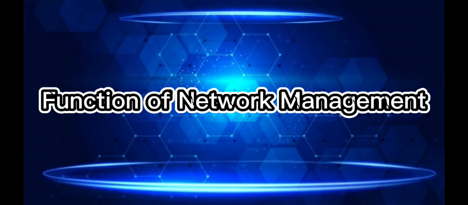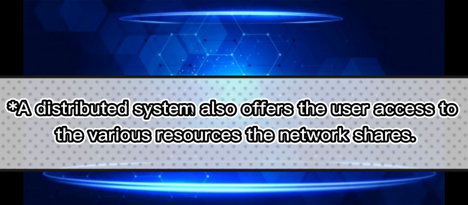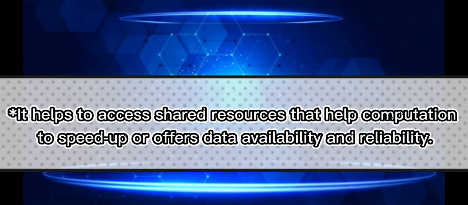Functions of network management. First, distributed systems help you to share various computing resources that vary in size and function. Second, they may involve microprocessors, minicomputers, and general purpose computer systems. Third, a distributed system also offers the user access to the various resources the network shares. And last, it helps to access shared resources that help computation to speed up or offer data availability and reliability.